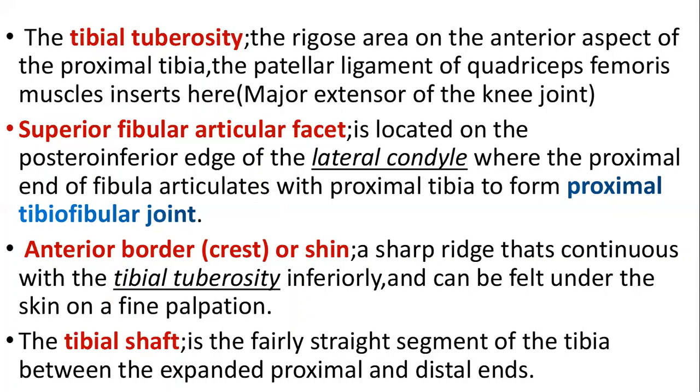So we have the superior fibular articular facet, which is located on the posterior inferior edge of the lateral condyle, where the proximal end of the fibula articulates with the proximal tibia to form the proximal tibiofibular joint. So this is the part now where the fibula comes into contact with the tibia at its proximal end.